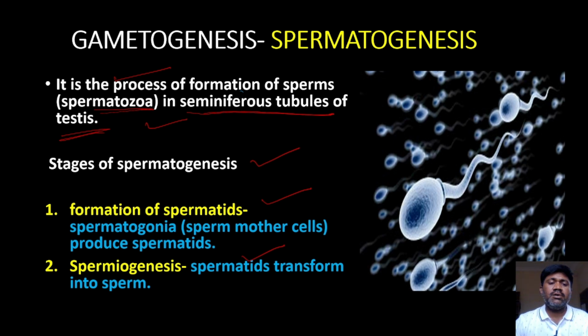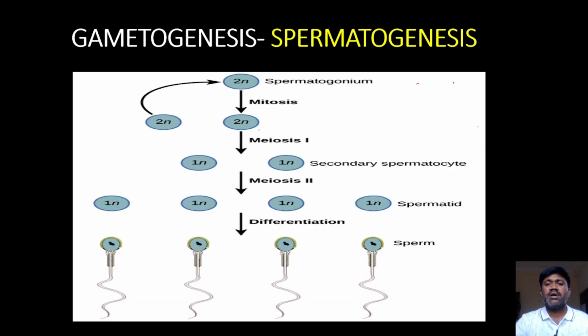Let's try to understand first the formation of the spermatids. From the spermatogonia mother cells in the seminiferous tubules, first spermatids are produced, but these spermatids are not mature sperm cells. These spermatids transform into mature sperm cells or spermatozoa. This transformation is called spermiogenesis. Okay, let's try to understand this process very clearly.